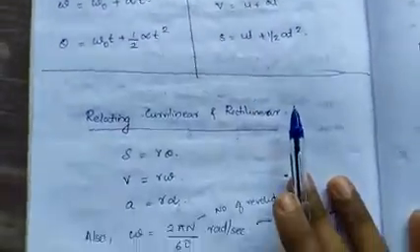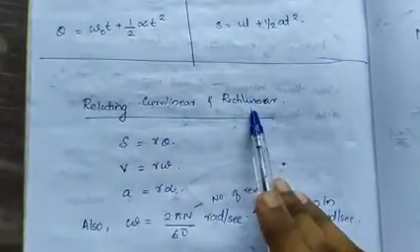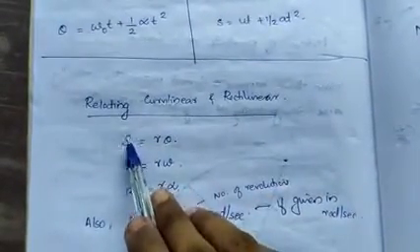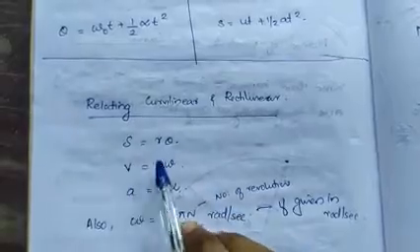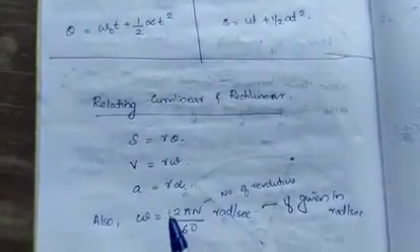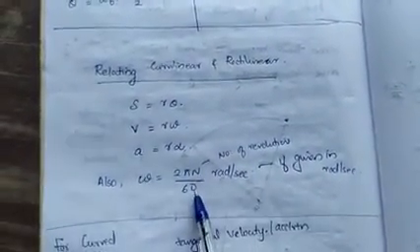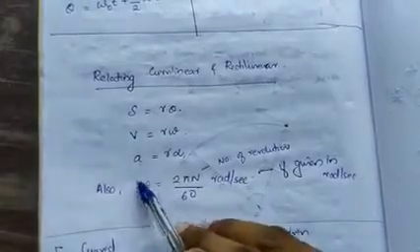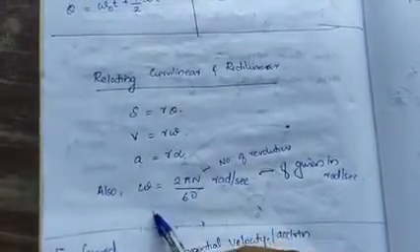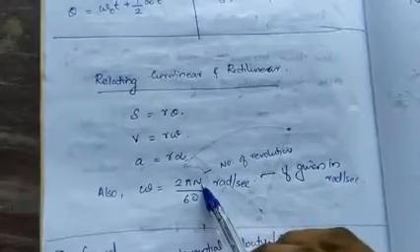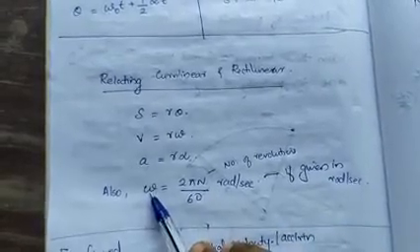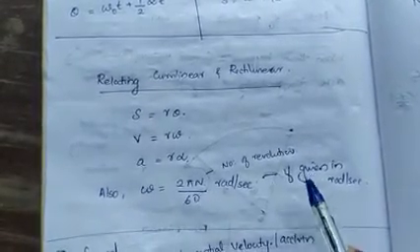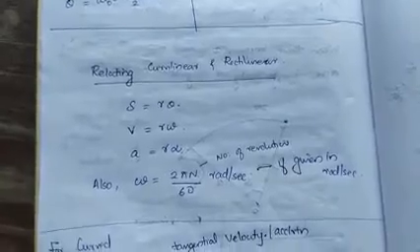Now how will you relate curvilinear and rectilinear? That is this: s is equal to r theta, v is equal to r omega, a is equal to r alpha, omega is equal to 2 pi N by 60. If the question is given in terms of number of revolutions, you can convert it into omega, which is given in radian per second.